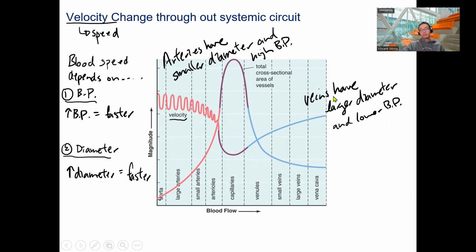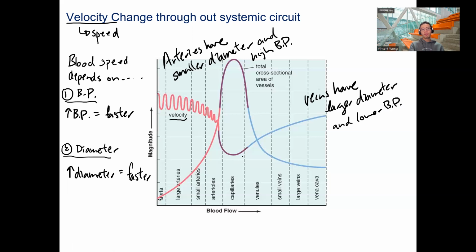Even though the veins are larger, which would make the blood go faster, the pressure is lower, so that would slow it down. Initially, the arteries have really high blood pressure, so that would allow it to go faster, but because they're smaller, it will also cause it to go slower, right? So because of these opposing measurements, the speed in arteries and veins are similar, although a little bit higher in arteries.